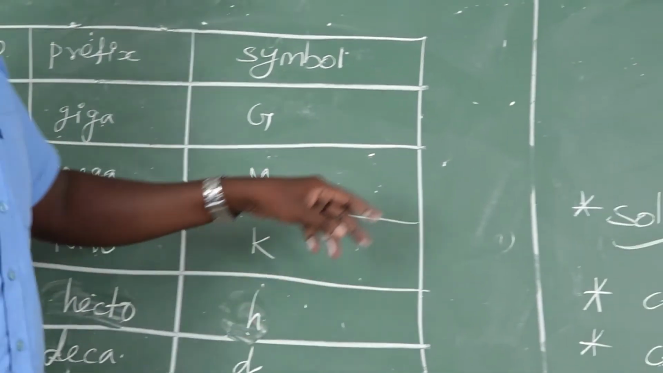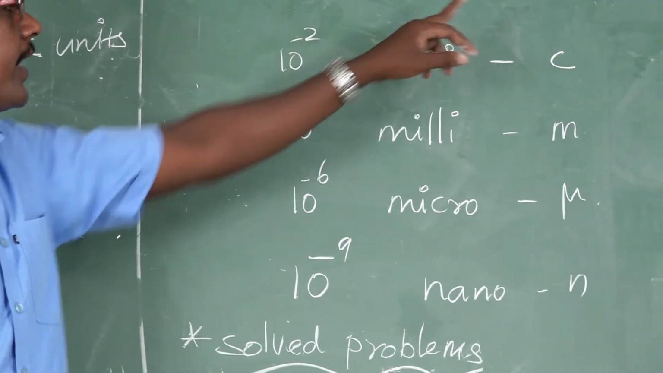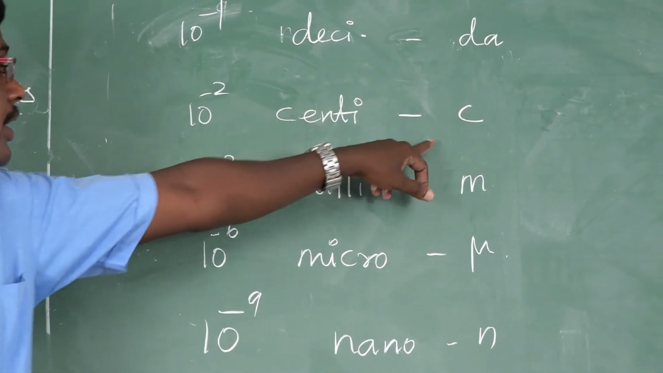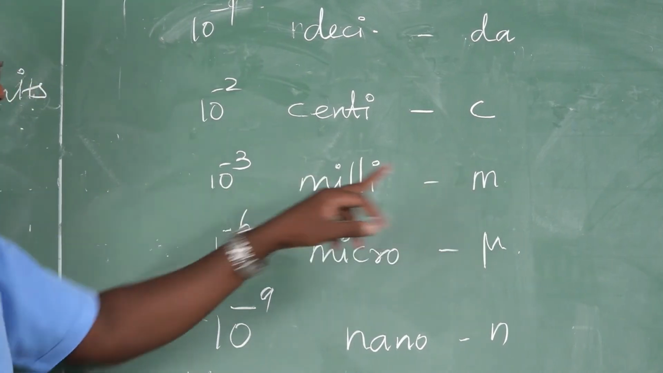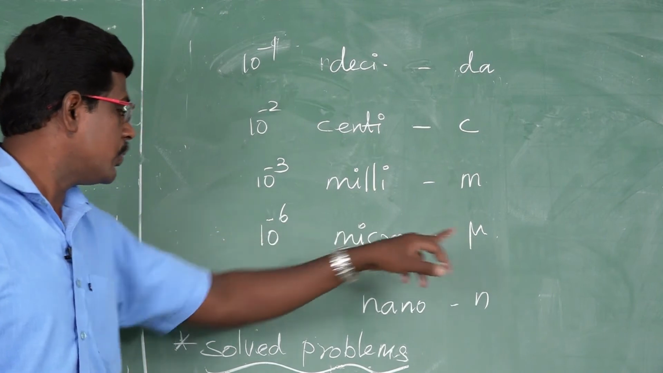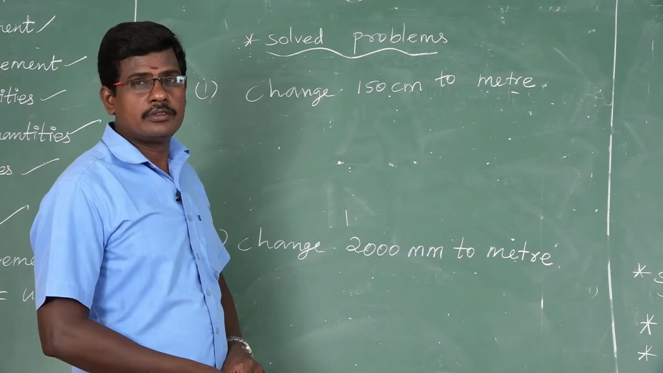Submultiple prefixes: 10 power minus 1 is deci, d. 10 power minus 2 is centi, c. 10 power minus 3 is milli, m. 10 power minus 6 is micro, mu. 10 power minus 9 is nano, n.